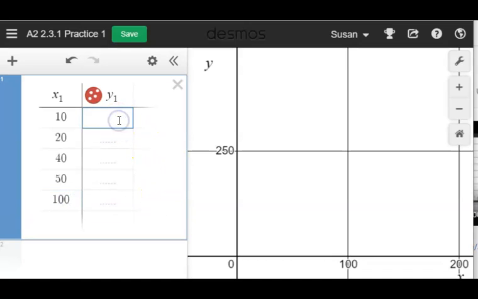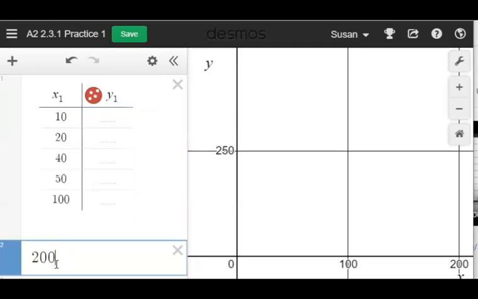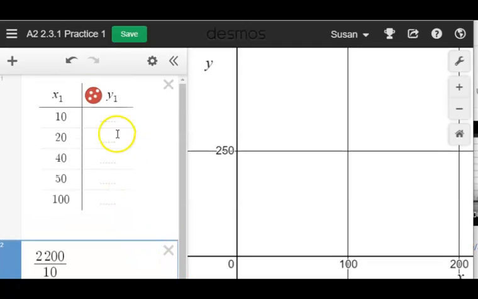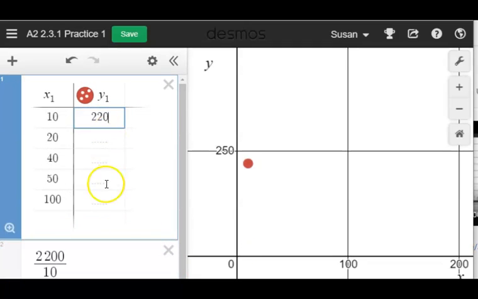All right, so the first number is 2,200. So I'm going to come down here and do the math. 2,200 divided by 10. And so that amount, it'll display it right below. It'll tell you what that is. So I'm going to put the amount in here, 2,200.